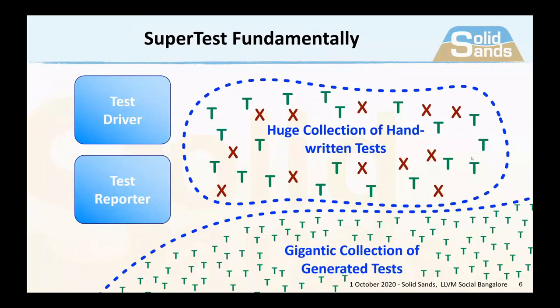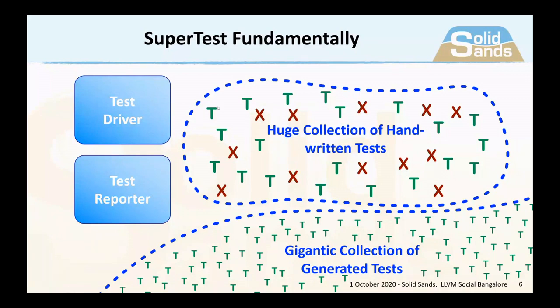So fundamentally, Supertest looks like this. On one hand, we have the collection of handwritten tests. So those are the tests that are really written based on what we read in the ISO standards. So if there's a requirement that a certain code construct should behave like this, we have one or multiple tests that validate whether that behavior is being implemented by the compiler. On the other hand, we also have diagnostic tests. So those are the red crosses over here, and the red crosses indicate the diagnostic tests.